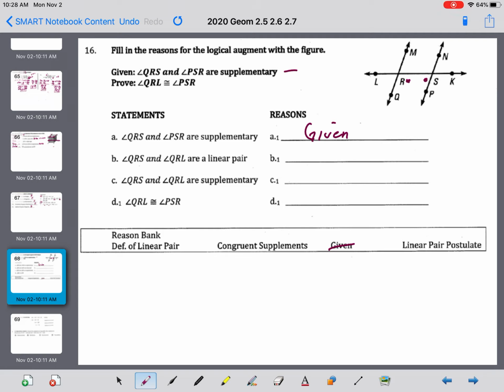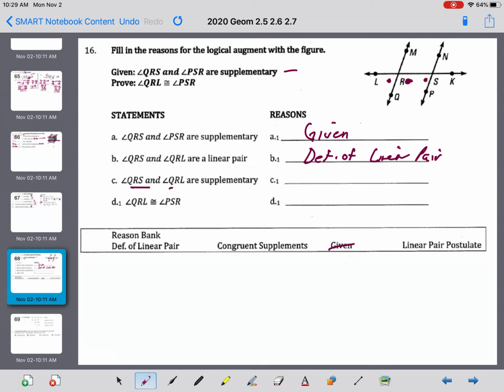All right. In letter B, it says these 2 angles are a linear pair. So if we're introducing a word, we most likely fit the definition of that word. Okay. So that's what this one is. Definition of linear pair. So where are these angles? QRS, that's the same one here. And QRL is over here on the other side. Okay. Yeah, those make a linear pair. They're on 2 different sides of QR.